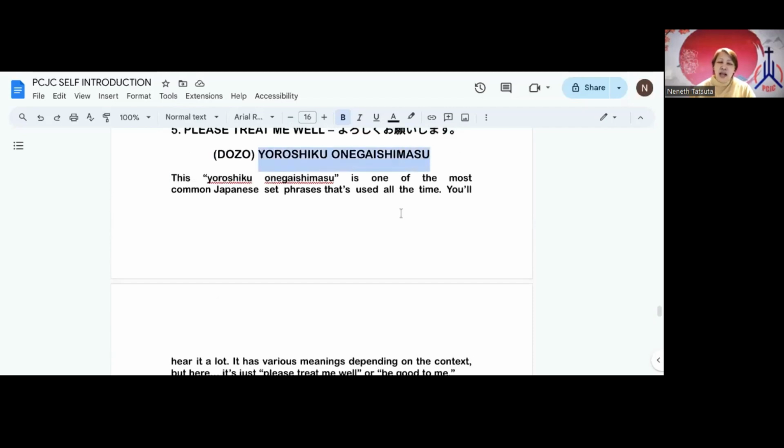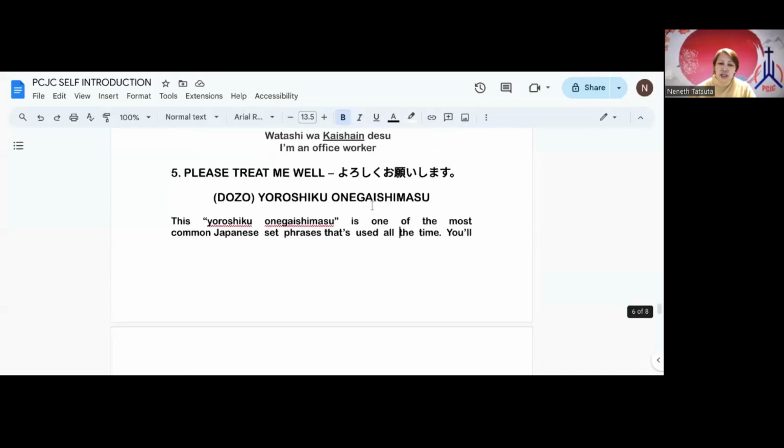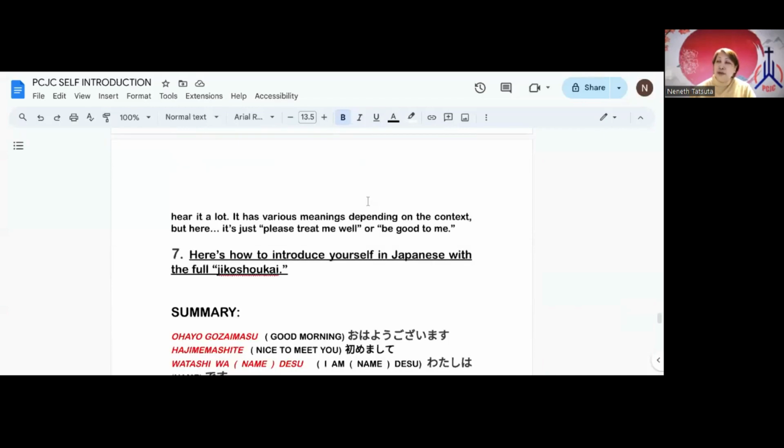If we are asking for a favor from our coworker, okay, please, kore onegai shimasu. Ja dozo yoroshiku onegai shimasu. We always use this word. They like this word very much. Yoroshiku onegai shimasu. So this means please be good to me, or please treat me well.